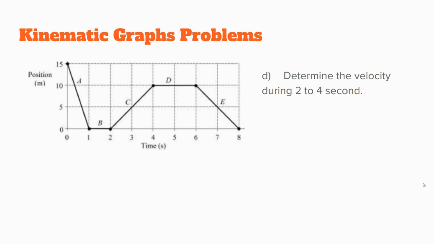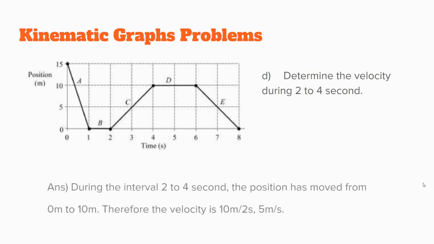Let's go to determining the velocity during 2 to 4 seconds. During the interval 2 to 4 seconds, the position has moved from 0 to 10 meters. Therefore, the velocity is 10 meters per 2 seconds, which is 5 meters per second.